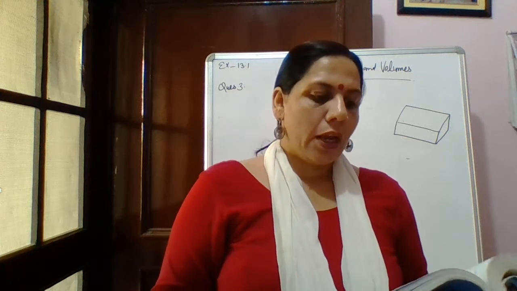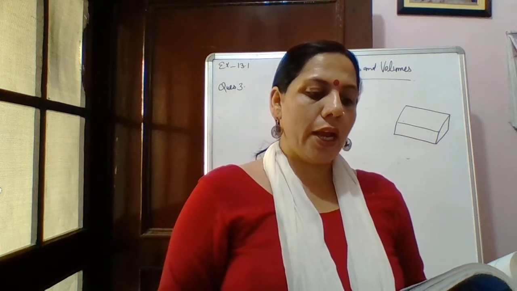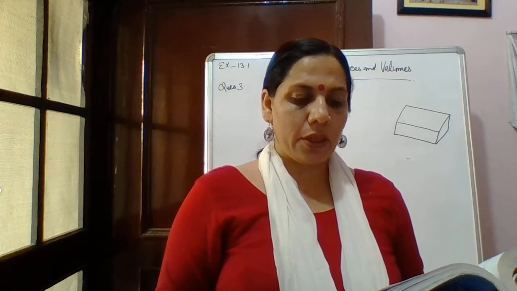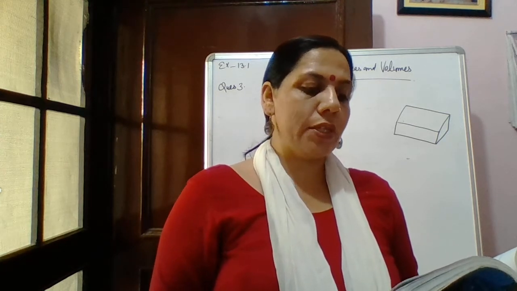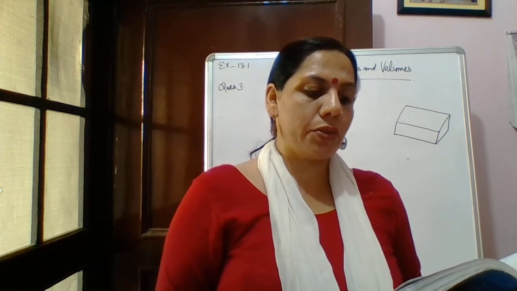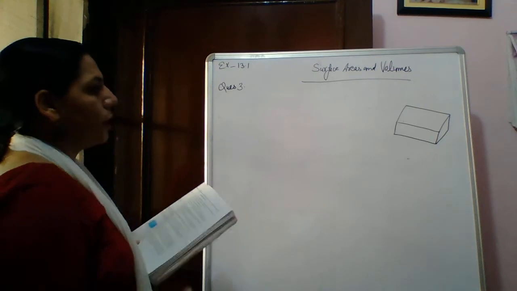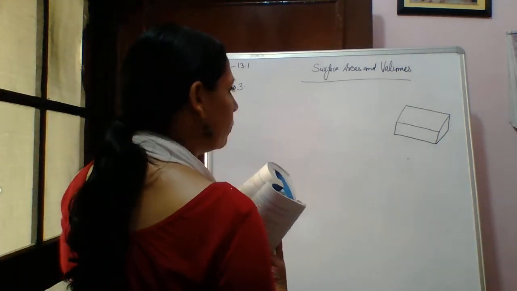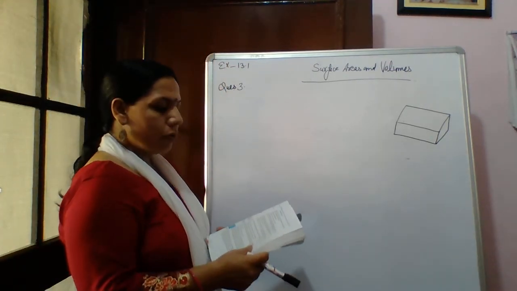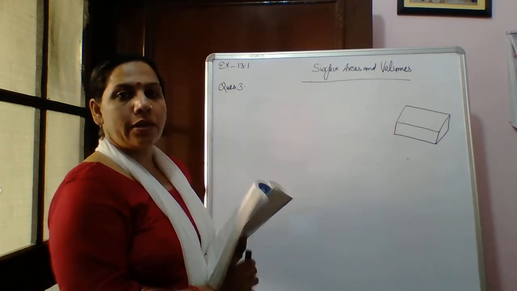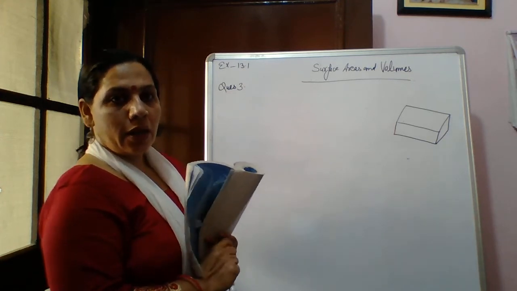Question third. The floor of a rectangular hall has a perimeter of 250 meters. If the cost of painting the four walls at the rate of rupees 10 per meter square is rupees 15,000, find the height of the hall. In this question, the perimeter of the base is given, and the total cost and cost per meter square are given, and we have to find out the height.